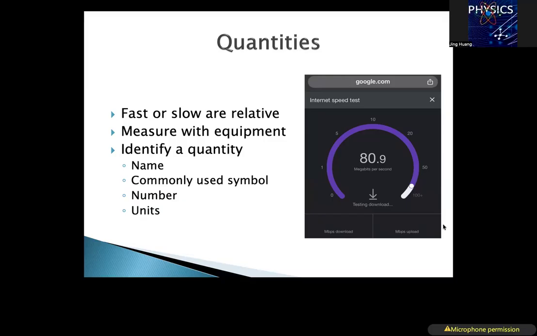In our physics class, we measure with equipment. In this example, you can use an internet speed test that will give you the megabits per second download speed and the megabits per second upload speed.